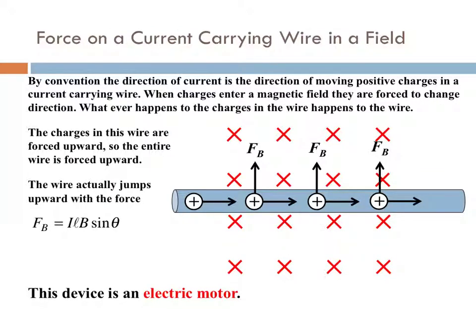Now remember, by convention, the direction of current is the direction of the moving positive charges in a current-carrying wire. So when charges enter a magnetic field, they are forced to change direction. Whatever happens to the charges in the wire happens to the wire. The charges in the wire are forced upward, so the entire wire is forced upward. The wire actually jumps upward with this force. Again, ILB sine theta. This particular device is called an electric motor.